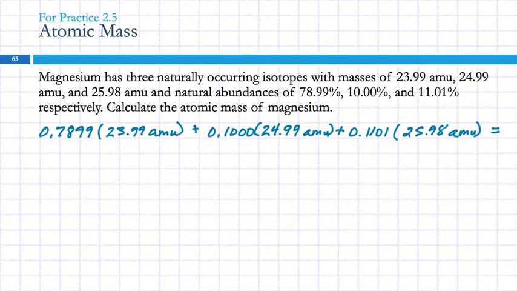So my calculator, as usual, is giving me more digits than I need. It's giving me 24.309099 atomic mass units.